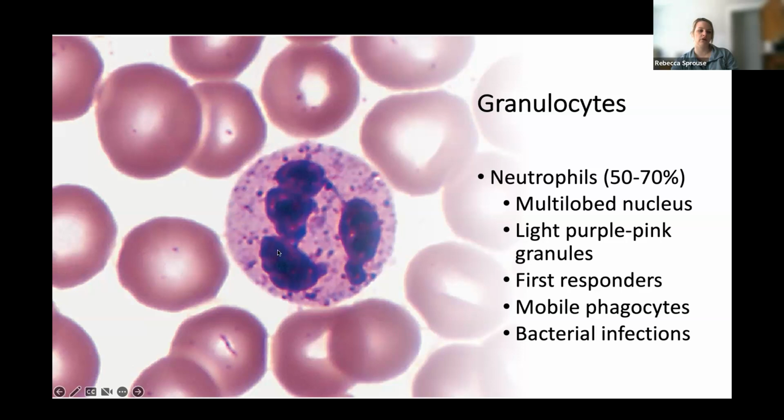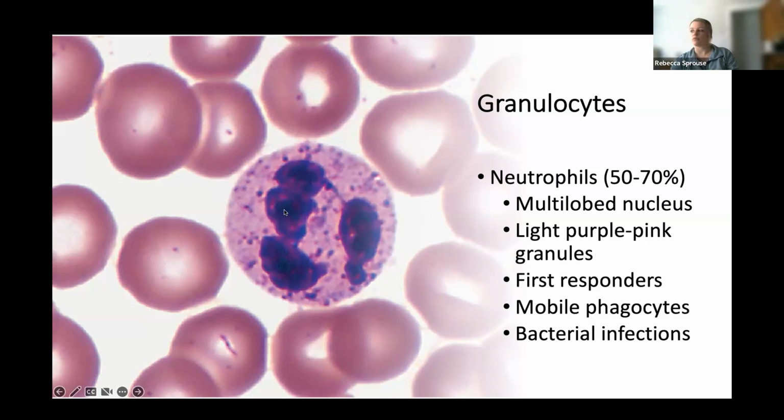This one actually has 4 lobes: 1, 2, 3, 4. This is the nucleus, multi-lobed. And then these granules here stain usually light purple or pinkish. So that's why we call it a granulocyte.